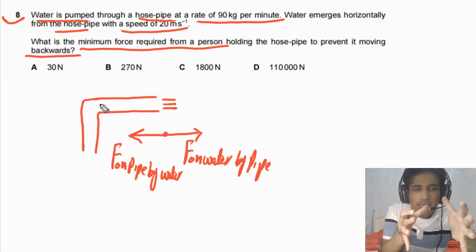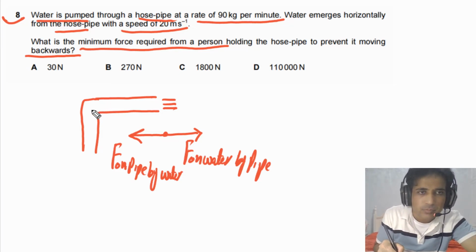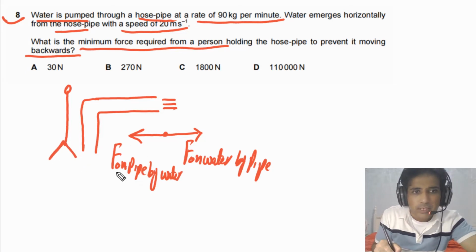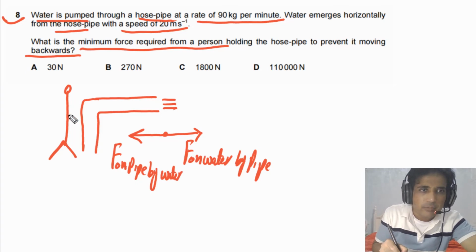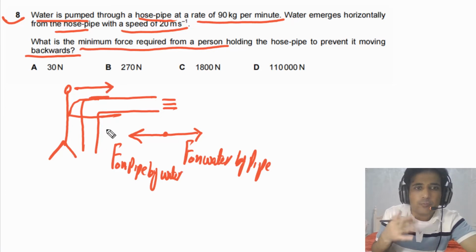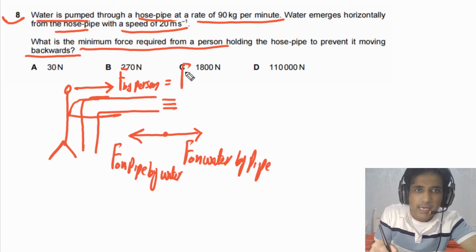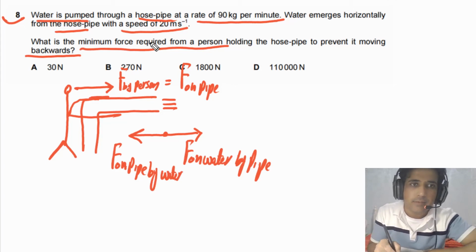This question is asking us, we want this pipe to just stay here. We don't want this pipe to move backwards. We need to prevent this pipe from moving backwards. So in order to stop this pipe, we have to apply force on this pipe in the opposite direction of force on pipe by water. Imagine that this person is holding this pipe with one hand here and the other hand is holding like this. Now we need to find out how much force this person has to apply, and that force of course has to be equal to force on pipe by water. So we can say this is force by person. This force we need to find out, and this force has to be equal to force on pipe. So this is what the question is asking us, and this is what we need to find out.